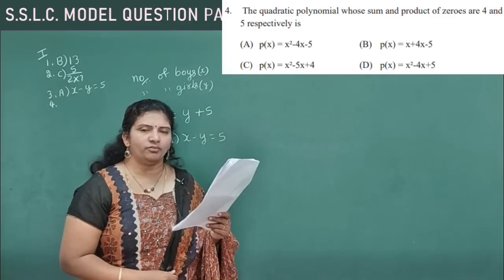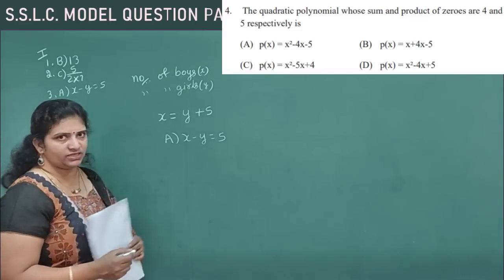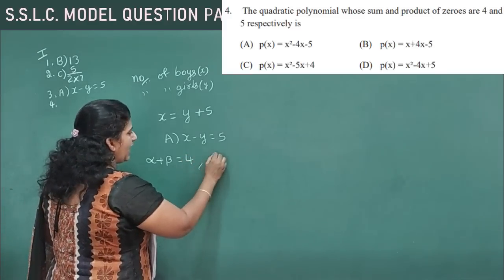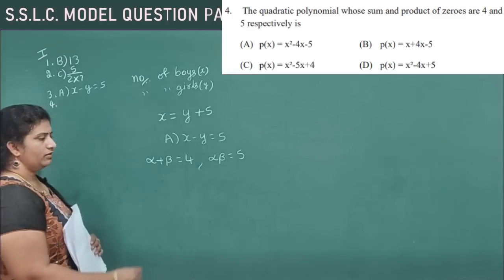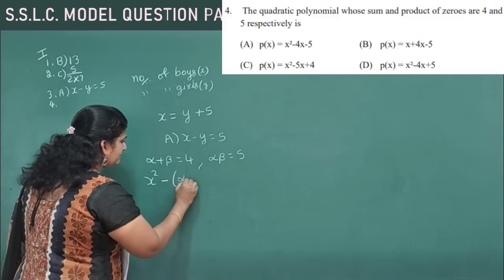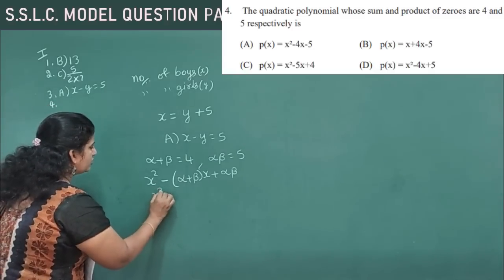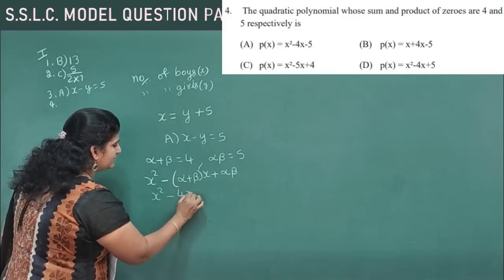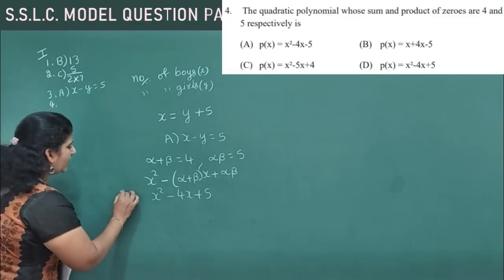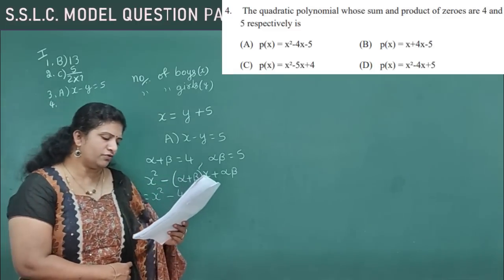Fourth one, the quadratic polynomial whose sum and product of zeros are 4 and 5 respectively. Sum of the zeros and product of the zeros are given. So let the two zeros be alpha and beta. Sum of the zeros alpha plus beta is equal to 4 and product of the zeros alpha beta is equal to 5. So frame the polynomial. How do you frame? You know x square minus sum of the zeros into x plus product of the zeros will give the polynomial. So substitute the values. X square minus 4x plus 5. This is the polynomial. And if you see your four options followed by a polynomial p of x is equal to, check for this option. P of x is equal to x square minus 4x plus 5.